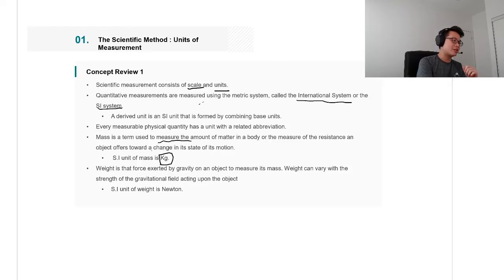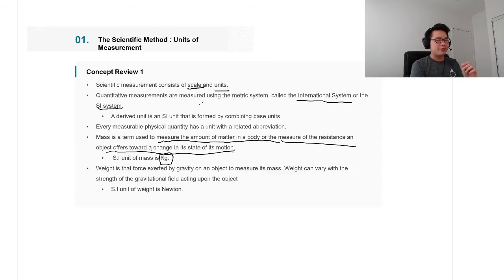Mass is a measure of the amount of matter in a body, and a measure of the resistance an object offers to a change in the state of its motion. I have to talk about the physics. If you remember, Newton's first law, I think. I'm not really good at physics, but at least we know that force equals ma, and the force applied to a body equals mass times a constant, not a concentration, acceleration.